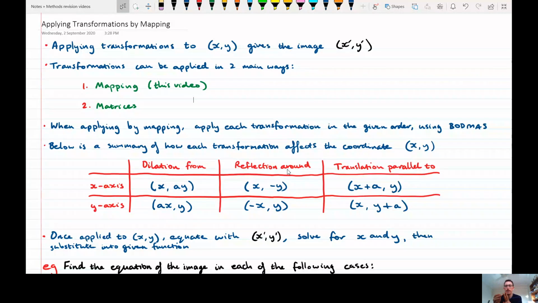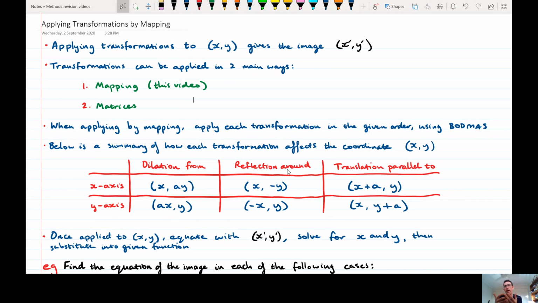Okay, in this video we're going to look at applying transformations, and we're going to do it with the mapping technique. So remember, there are two main techniques, mapping and matrices. Either one is valid. However, on VCAA exams, quite often questions come up requiring you to recognize matrices. So it's important you understand the matrices.